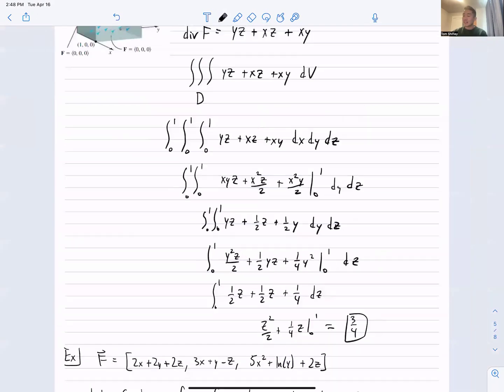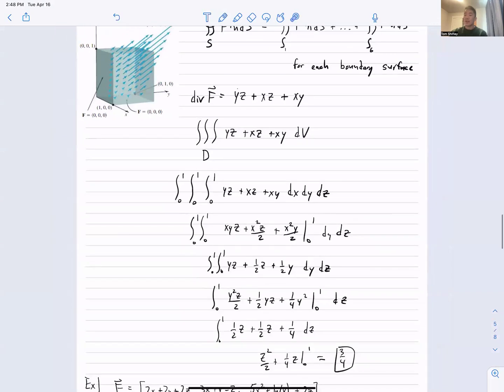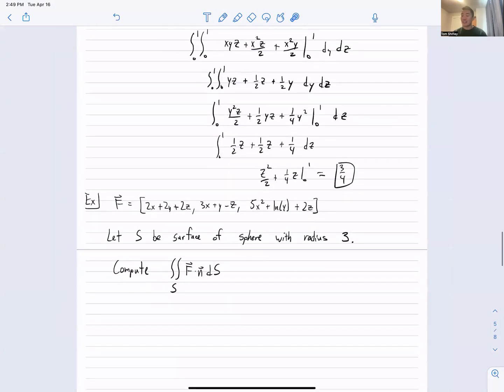And so that is the net flux going out of the box, which makes sense that it's positive because the vectors are kind of pointing out. This represents how much is escaping the box in total. And it's equal to the triple integral of the divergence of our vector field. And so that's nice. And it can actually get even nicer.